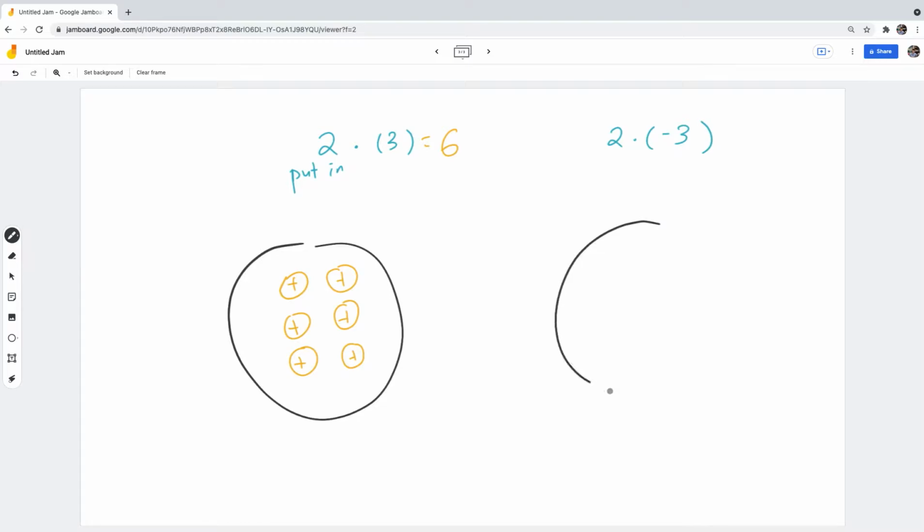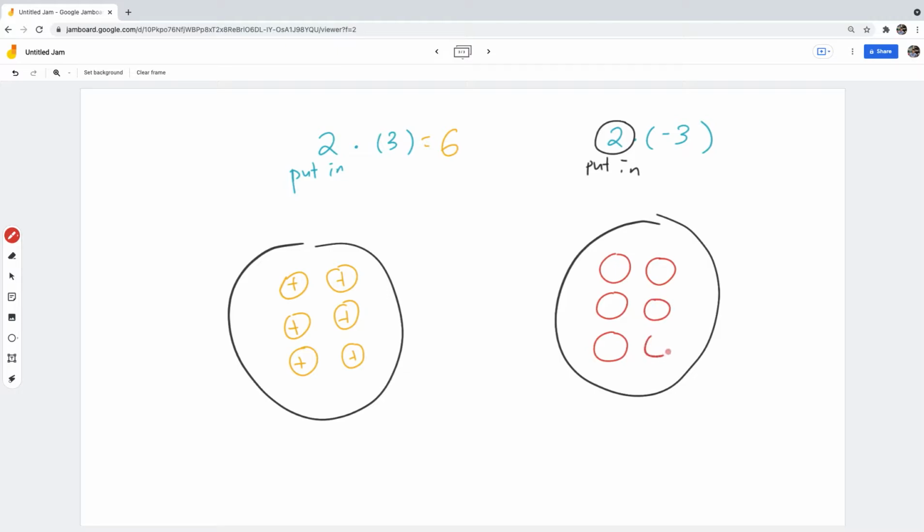And also we can use the chip model for this representation. We are putting in, put in what? Negative 3. How many negative 3? Two groups of negative 3. So negative is red chips. We are putting in two groups of negative 3. One group of negative 3 and another group of negative 3. 1, 2, 3, 1, 2, 3. So we put in two groups of negative 3. What is there? Well, that's negative 6, right? So we can get to know that's negative 6.